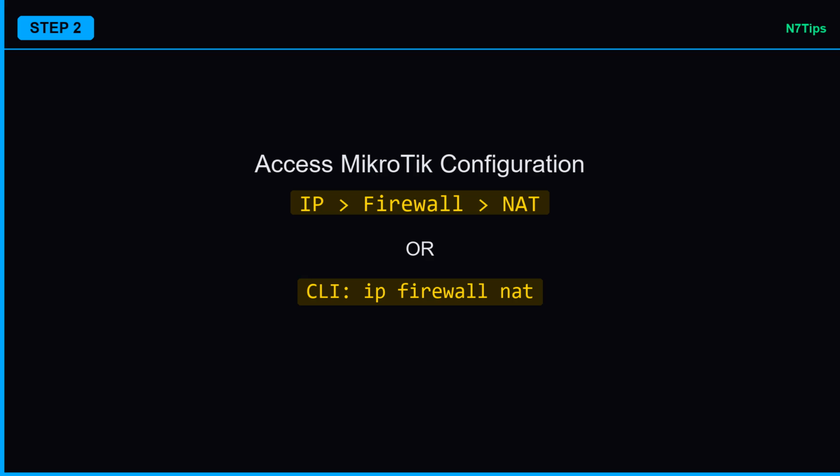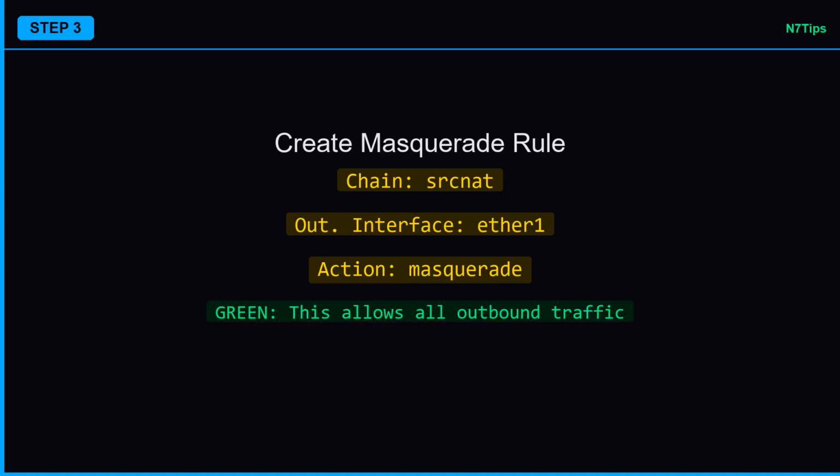First, open your MikroTik interface and navigate to the firewall section. You can use the graphical menu or the command line, whichever you're comfortable with. We'll be working with NAT rules from here. Create a new NAT rule.